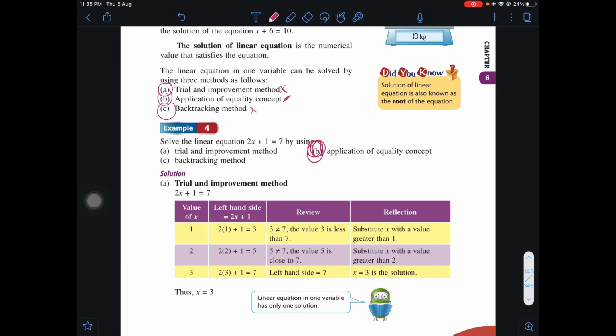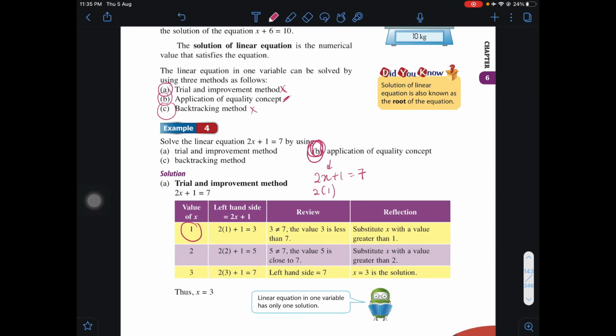So to solve the linear equation 2x plus 1 equal to 7 by using trial and improvement method. Okay, so for this one, 2x plus 1 equal to 7. This method is very troublesome, because you have to try and error. It means you have to substitute into x the value 1, for example.